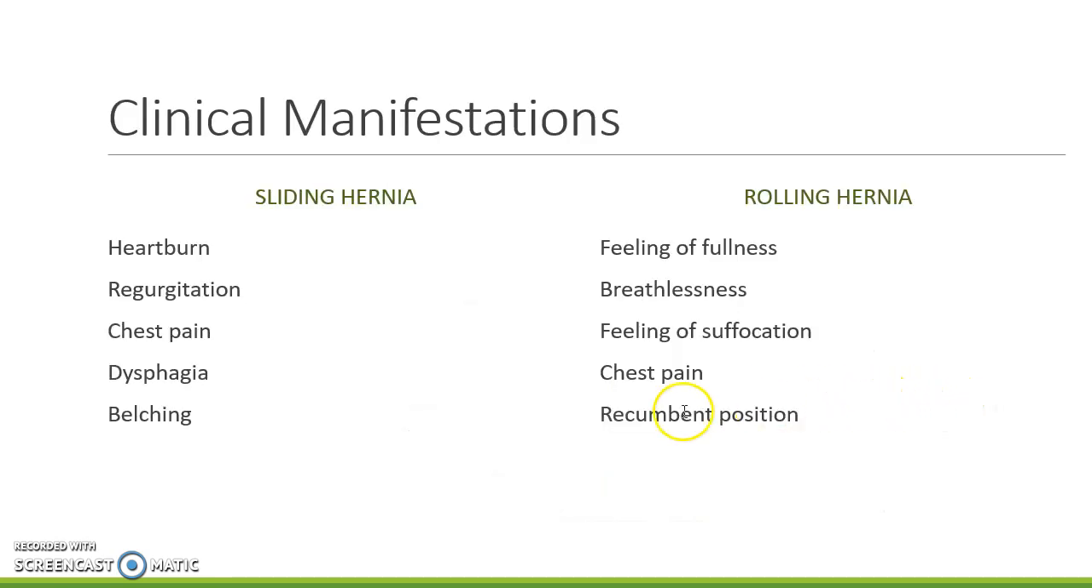Clinical manifestations for the sliding hernia: heartburn, regurgitation, chest pain, dysphagia, and belching. With the rolling hernia, feeling of fullness, breathlessness, feeling of suffocation, chest pain, and the recumbent position makes it feel better. So it's important to make a good assessment of the chest pain because that also could indicate heart issues, right? So you need to be careful with that. The feeling of fullness and the breathlessness is due to the pressure of the stomach above the diaphragmatic opening.